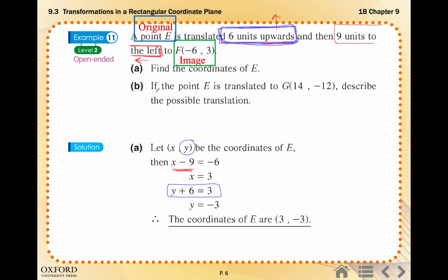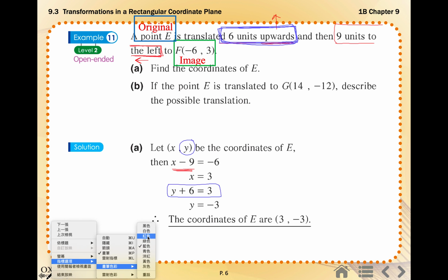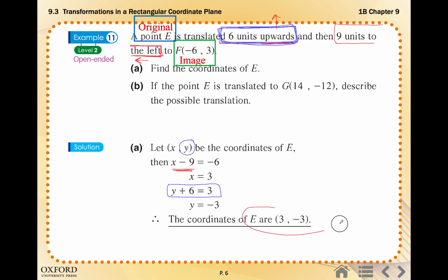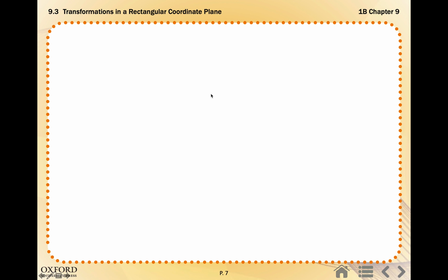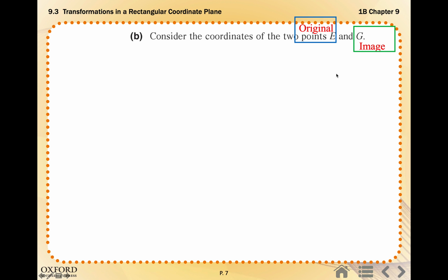And then let's look at part B. If the point E is translated to G, now point E is the original one. I know the coordinates of E, which are from part A. Now I know that point E is the original point, and point G is the image in part B, because point E is translated to point G.